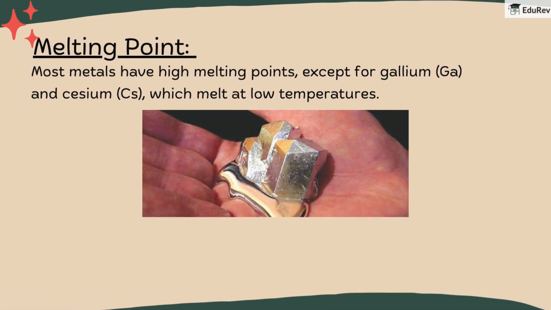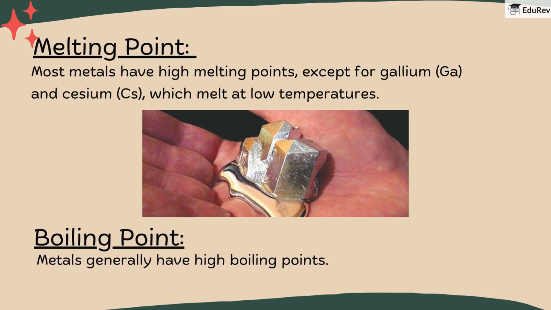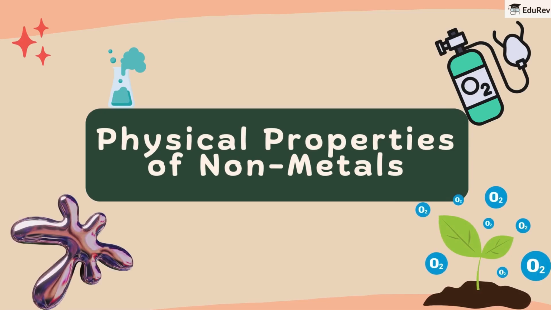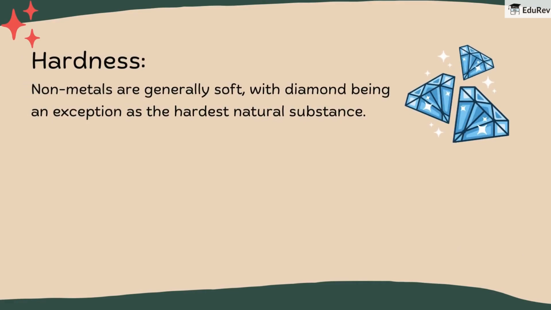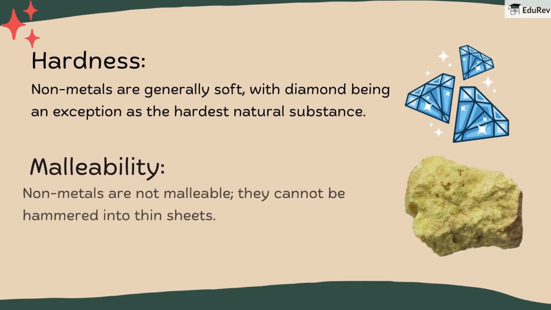Melting points. Most metals have high melting points, except for gallium and cesium, which melt at low temperatures. Boiling point. Metals generally have high boiling points. Now, let's explore the physical properties of nonmetals. Hardness. Nonmetals are generally soft, with diamond being an exception as the hardest natural substance.